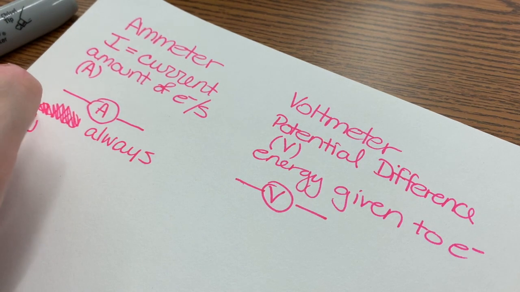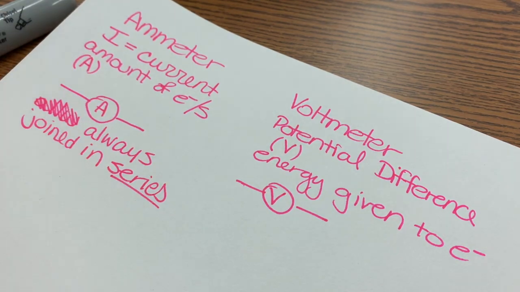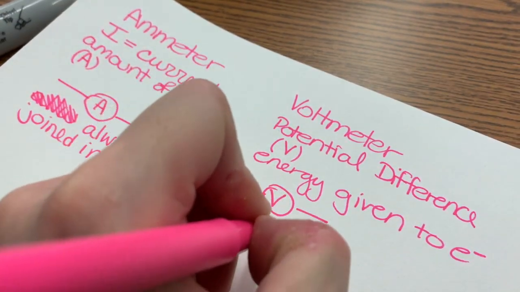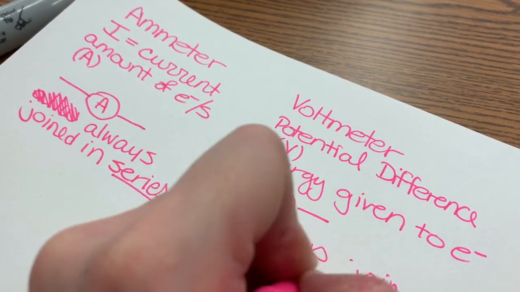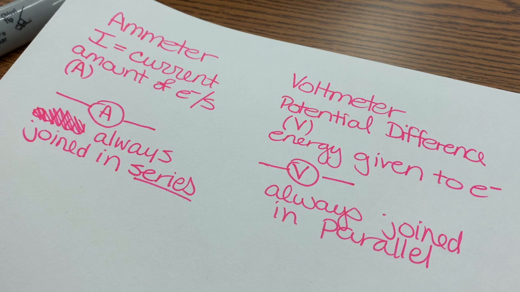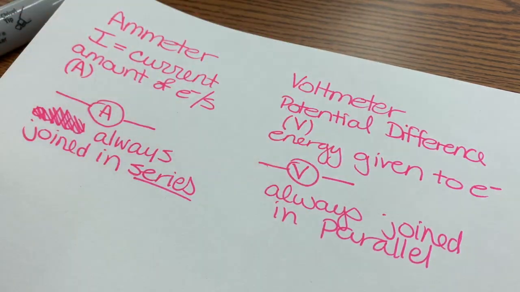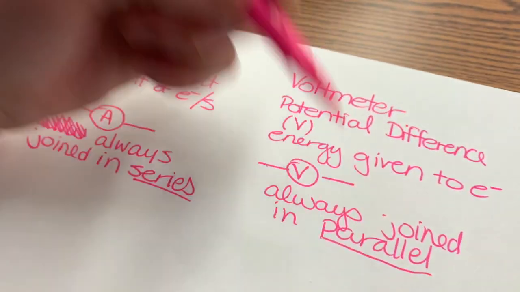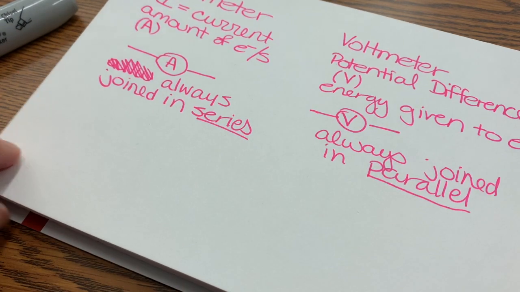Always joined in series. Always. This one is always joined in parallel. Now there is a reason for this, and it's what's inside, and you'd actually fry or break the internal components if you put this one in parallel or this one in series. And so without getting too much into why and how all of that works, that's physics 30. But just knowing that that's how they work, you just need to remember how to join them.